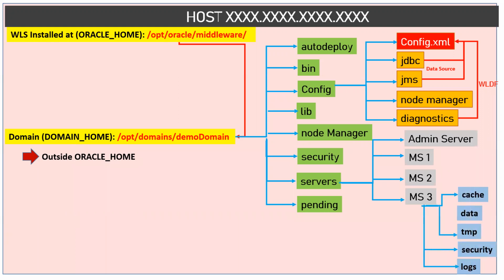Inside each and every folder, whether it is ms1, ms2, ms3 or admin server, you will see 5 standard folders with the names cache, data, tmp, security and logs. So these 5 folders you will see inside each and every server folder inside your servers.